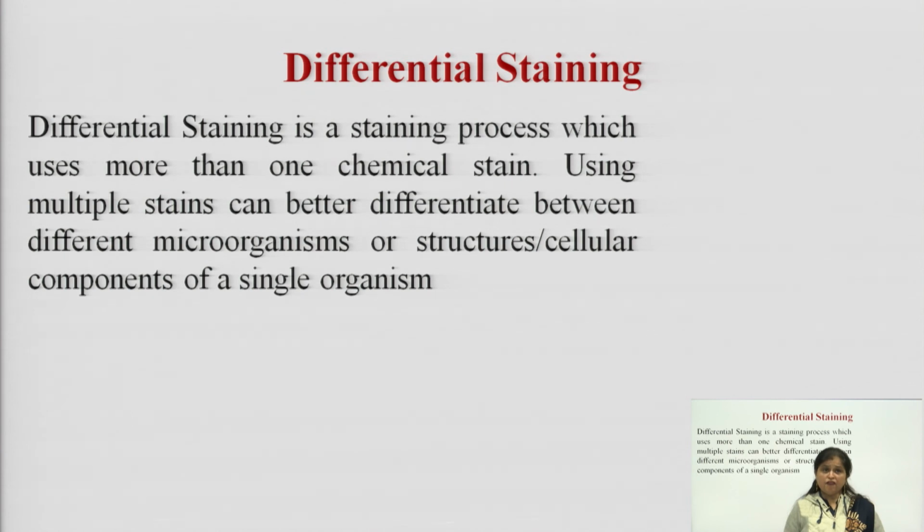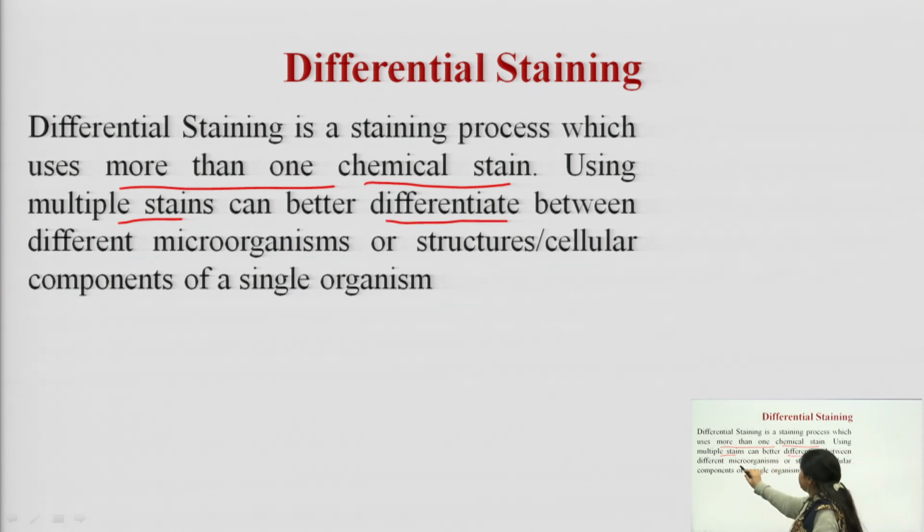So first, differential staining. Differential staining is the staining process which uses more than one chemical stain, more than one staining reagent. Using multiple stains, we add more than one staining reagent within the same analysis. So multiple stains can be better to differentiate between different microorganisms.